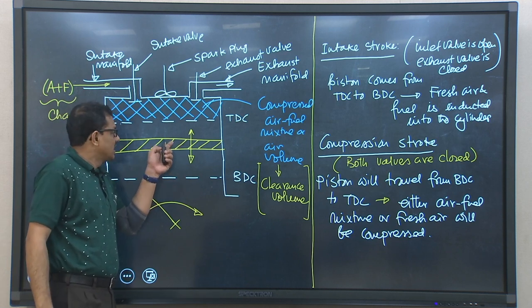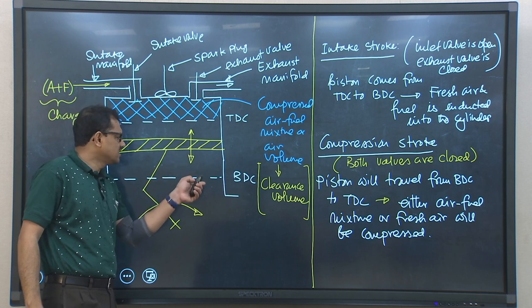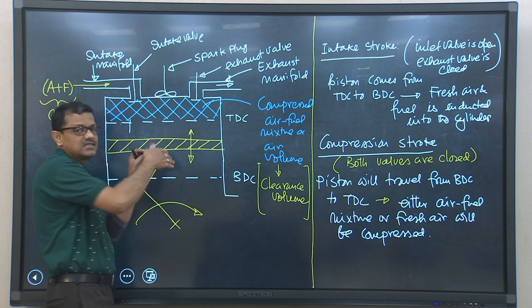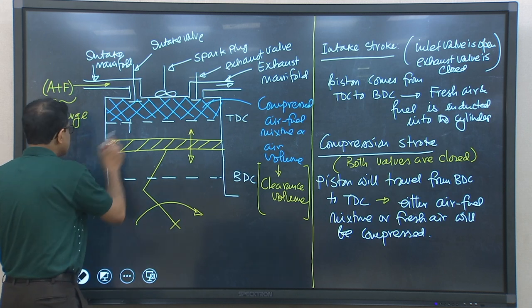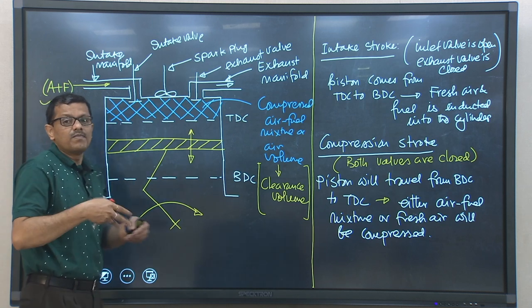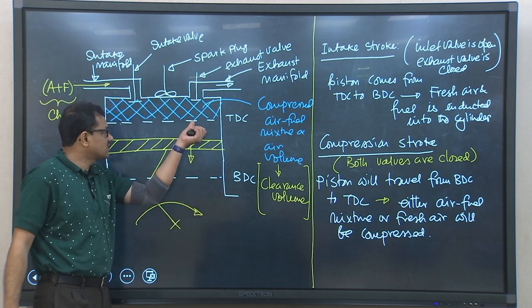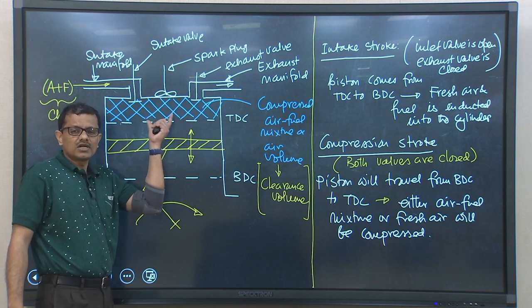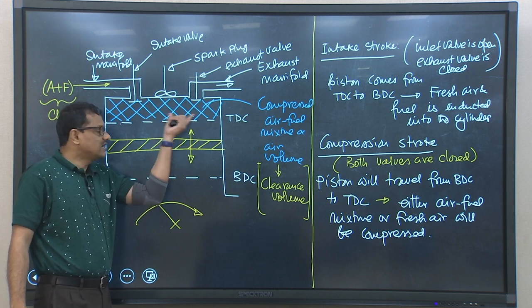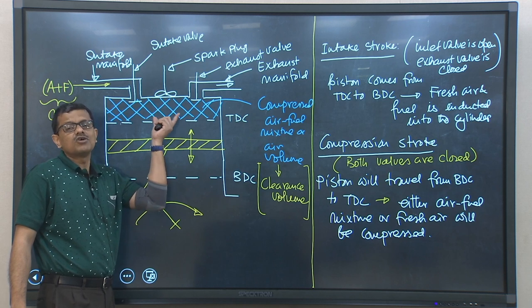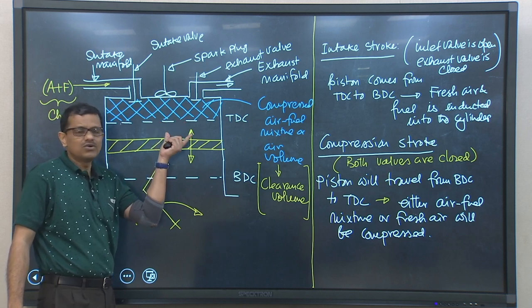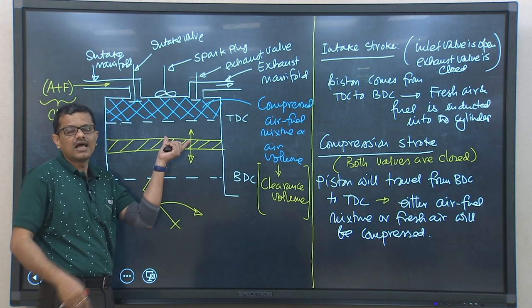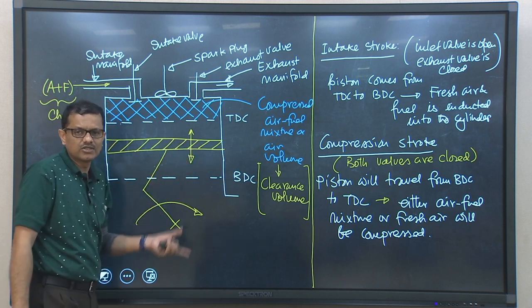But what we can understand, at the end of the power stroke, the piston is again at BDC and both valves remain closed. The entire cylinder space is now filled with what? Combustion products, because when the piston travels from TDC to BDC, we have to ensure that total combustion is completed, and the entire space is now filled with the combustion products. What we need to do? We need to remove all these gases produced because of the combustion from the engine cylinder, and the next cycle, that is the intake process, will again start.